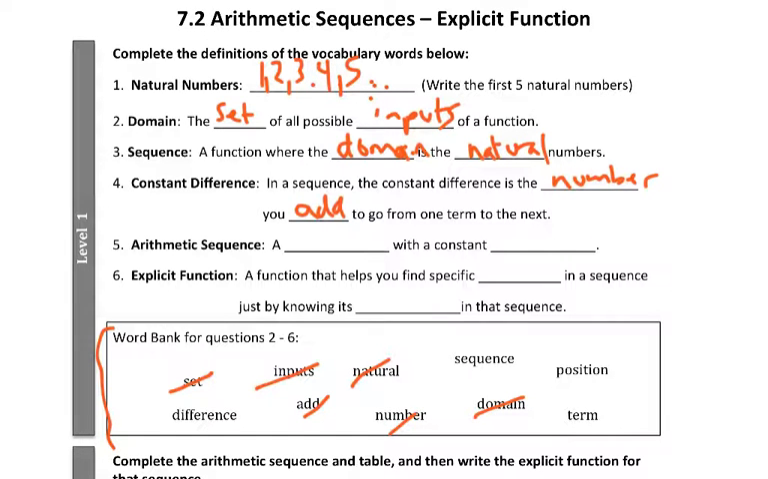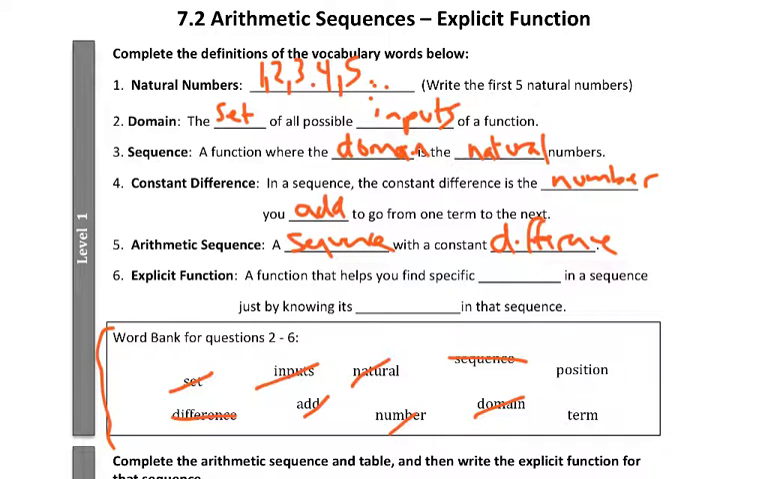Okay, an arithmetic sequence, that's pronounced arithmetic, is a sequence with a constant difference. In other words, if you are adding, or it might seem like subtracting, the same number every time as we move from one number to the next, that's called an arithmetic sequence.